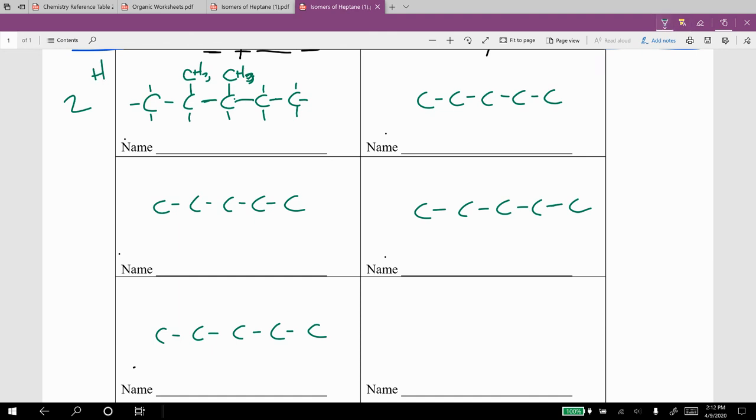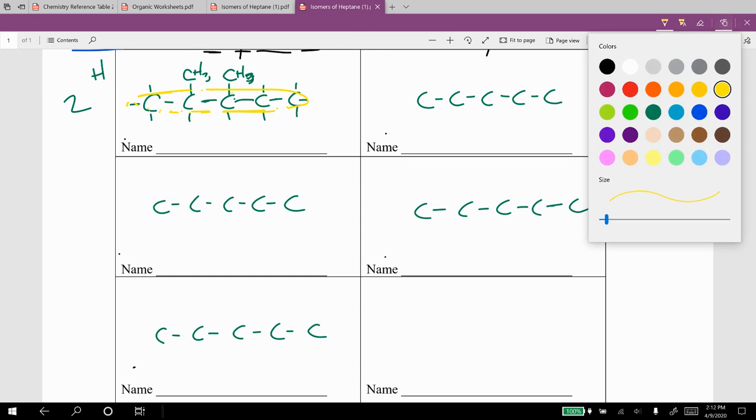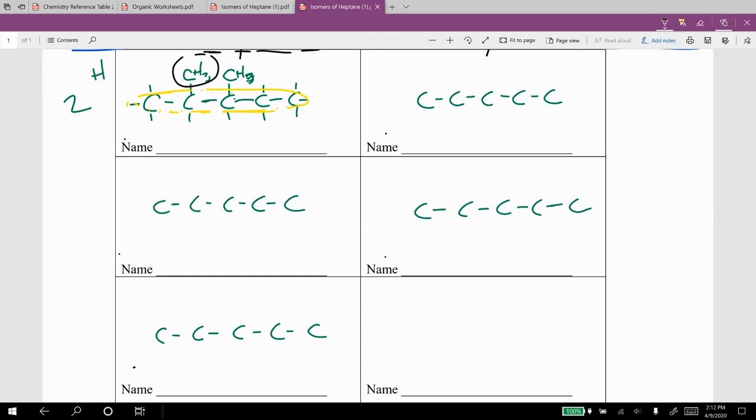So I am going to circle the longest carbon chain. Here's my longest carbon chain. And then I have the branches. Any carbon that is outside of my circle is a branch. So I have a branch here and I have a branch here, right? So now instead of 1 branch, I went to 2 branches. So 1, 2, 3, 4, 5. Prefix for 5 is pent. Now it's connected by single bonds, so table Q tells me that that is ane. Use your reference tables for this.